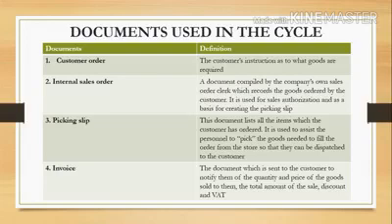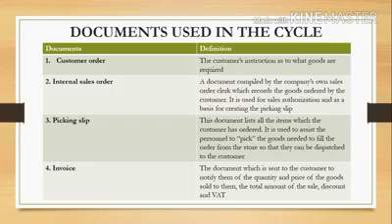Now, what is a packing slip? A packing slip is a document that lists all the items which the customer has ordered. It is used to assist the personnel to pick the goods needed to fill the order from the store so that they can be dispatched to the customer. Normally, I tell people that as much as it's important to know these documents, you must also know in which functions in the revenue and receipt cycle they are used. And we know that a packing slip is used in the warehouse function.